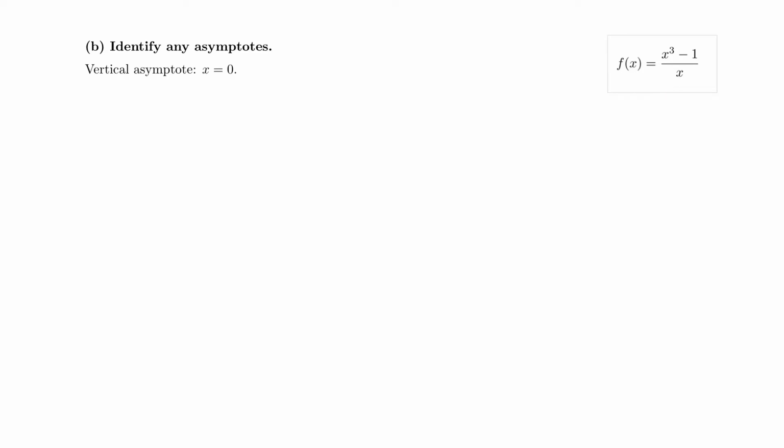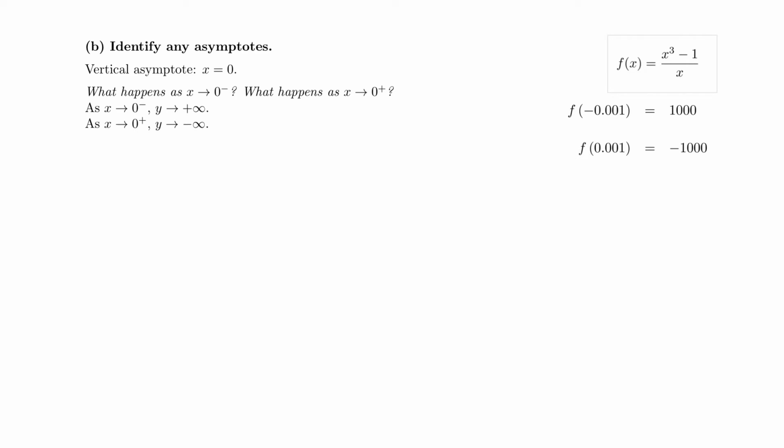As an intermediary step, let's see what happens on either side of the asymptote. An easy way to do this is by plugging in values very close to x is equal to 0 into the function, and evaluating this using your calculator. Doing this, we find that on the left side of x is equal to 0, substituting a value of x is equal to negative 0.001 into the function, we find that the function goes towards positive infinity. And on the right side of x is equal to 0, substituting a value of x is equal to 0.001 into the function goes towards negative infinity. This information will be useful when graphing the function.